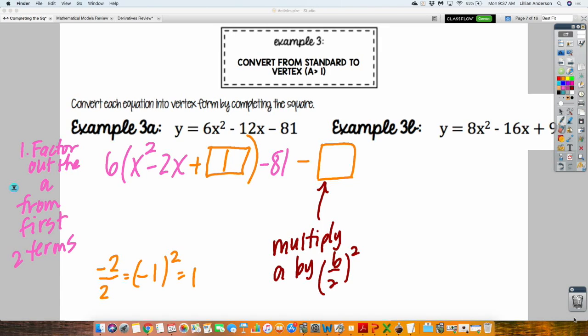So a is what? 6. What do we get when we took half of b and squared it? Positive 1. So then that becomes what? What's 6 times 1? 6. Again, you get it by taking the a value, which is 6, and multiplying what you got when you took half of b and squared it, which was 1.